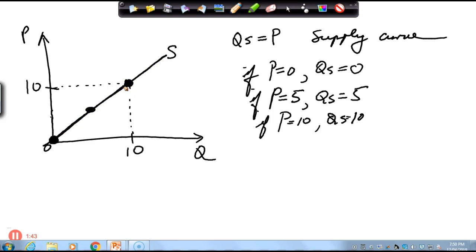So we've got all the information we need, don't we? 10 times 10 is 100, divided by 2, bisected, gives us 50. The answer to this question is that the producer surplus equals 50.